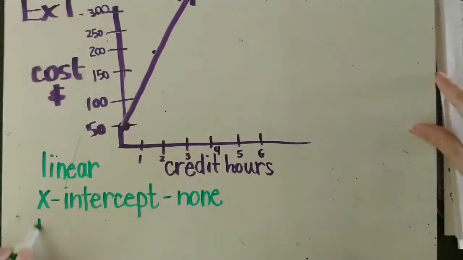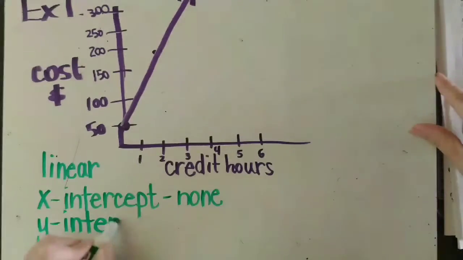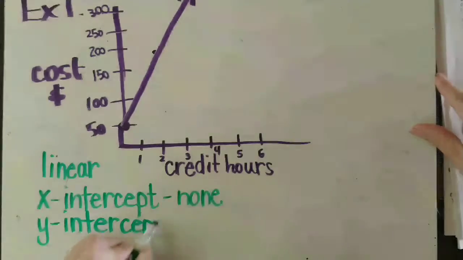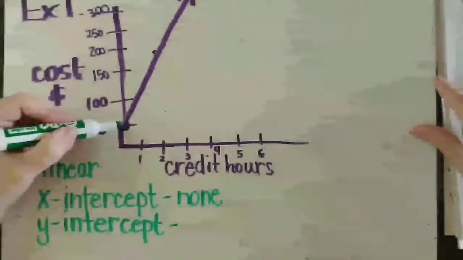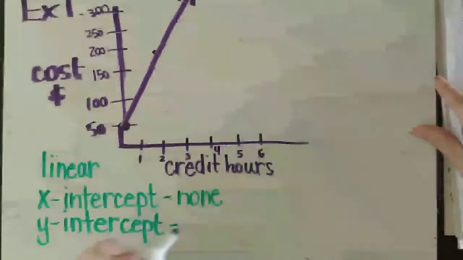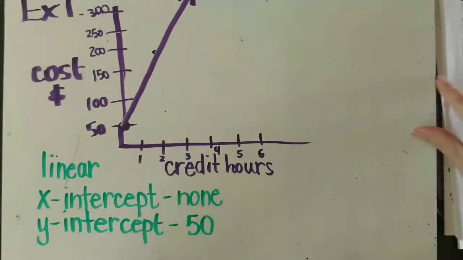Now we have to do the y-intercept. Y-intercept by definition is where does it cross the y-axis? And if you look at the y-axis, it touches the y-axis at about 50. So that's interpreting the intercepts and identifying whether it's linear or nonlinear.